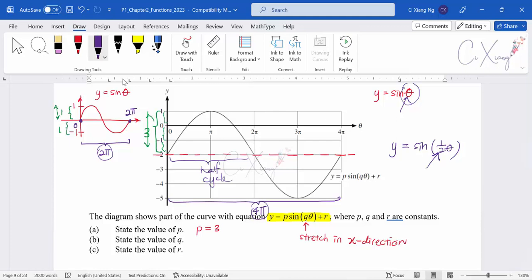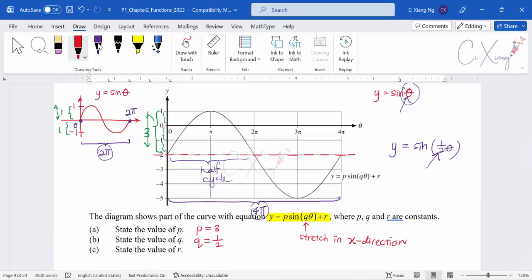Therefore, the equation will be y equals sine half theta in this case. Okay, so when you multiply a half inside the basic function, generally it is a stretch in the x direction with a factor of 2. Okay, but since for this question they are asking for the value of q, the q should be equal to half. Okay, and now, how about the value of r?